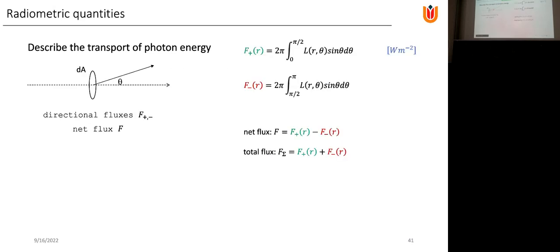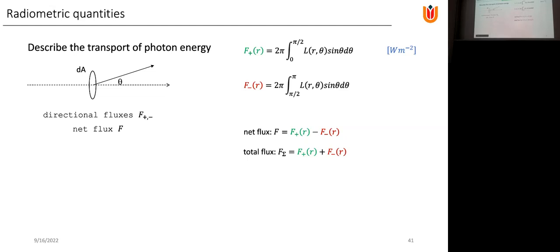So other quantities that are derived from the radiance are the so-called directional fluxes in a positive direction and in a negative direction. Let's say the positive direction is defined over there. That means that we take the radiance and integrate it over the forward hemisphere, let's say forward directions. And the same thing for the flux in the negative direction, the F minus, that is integrated over the backward.